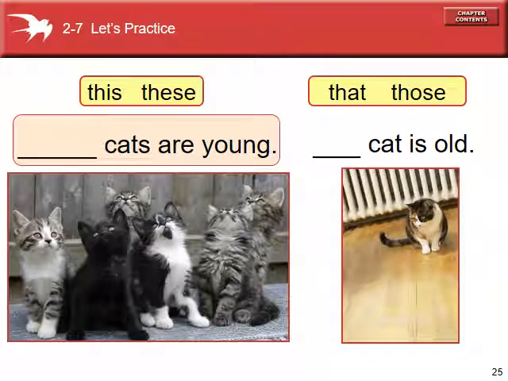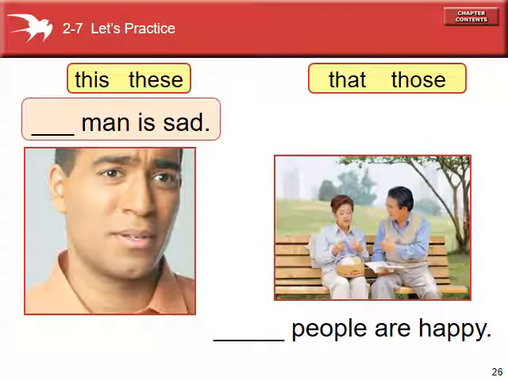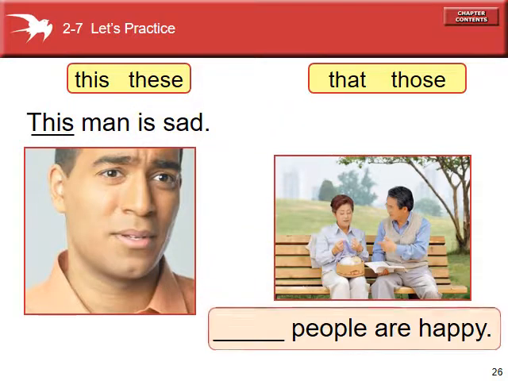In this case, again, we have cats, which is plural, so we need to say these cats are young. In the second one, we have cat, which is singular, so we need to say that cat is old. So we're almost done here. So again, here we have man, who is singular, so we'll need to say this man is sad.